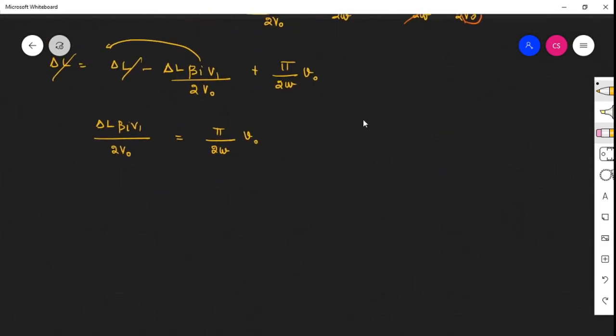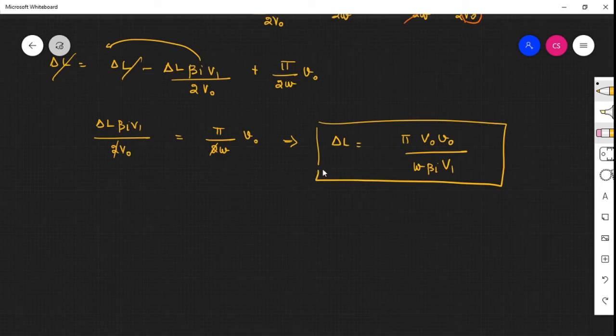From this we can find out the length of the drift space del L. So del L is equal to pi, we can cancel out 2 and 2 on the other sides here. So it is pi V0 into velocity divided by the omega term here, the beta I comes down and the V1 comes down. So this is the length of the drift space. Let this be equation number 13.